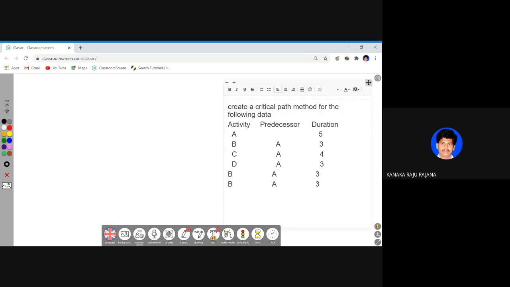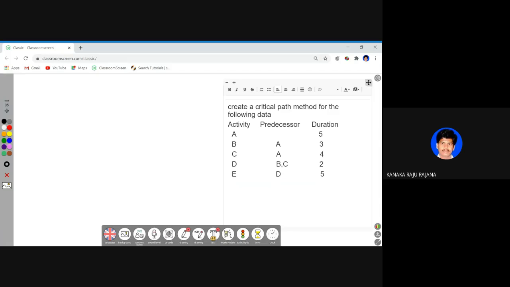This time, let us say B as well as C. And the durations are 2. E, and the producer is B. And the durations are 5. Okay. So this is what the given question.